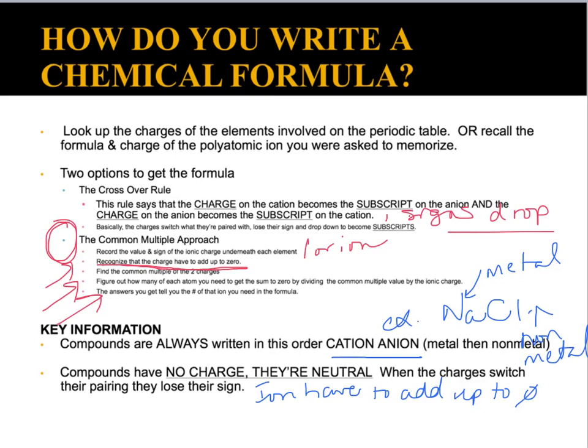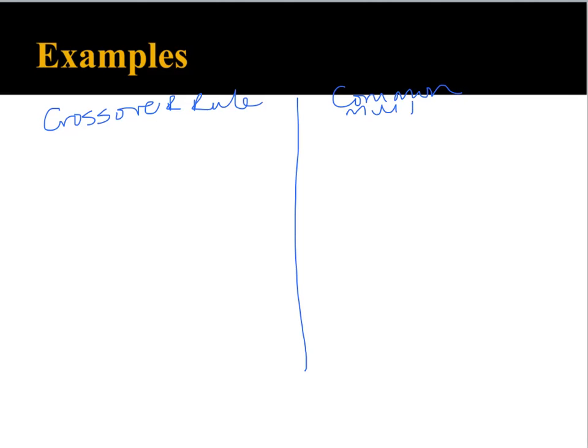So we're going to look at some examples and then see even more examples. So I'm going to show you how to use both approaches on this slide, and I'm going to show you for the same pair of ions. So this one will be for the crossover rule, and this one is for the common multiple. And I'm going to do the common multiple one first, just because.